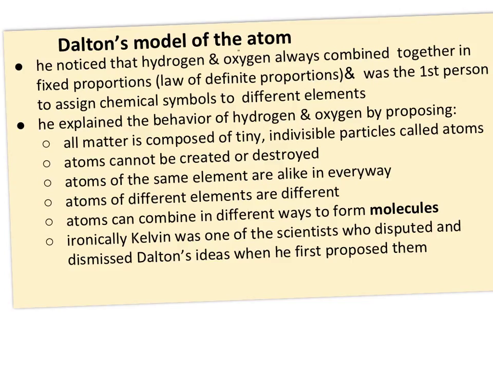Dalton's model back in the 1800s was really the first to start explaining in greater detail what atoms might be like. He had noticed that hydrogen and oxygen always combined together in fixed proportions, which eventually led to the law of definite proportions. He was the first person to assign chemical symbols to different elements. He explained the behavior of hydrogen and oxygen he was seeing by proposing that all matter is composed of tiny, indivisible particles called atoms. He also said these atoms cannot be created or destroyed. Atoms of the same element are alike in every way, but atoms of different elements are different, and atoms can combine in different ways to form molecules.